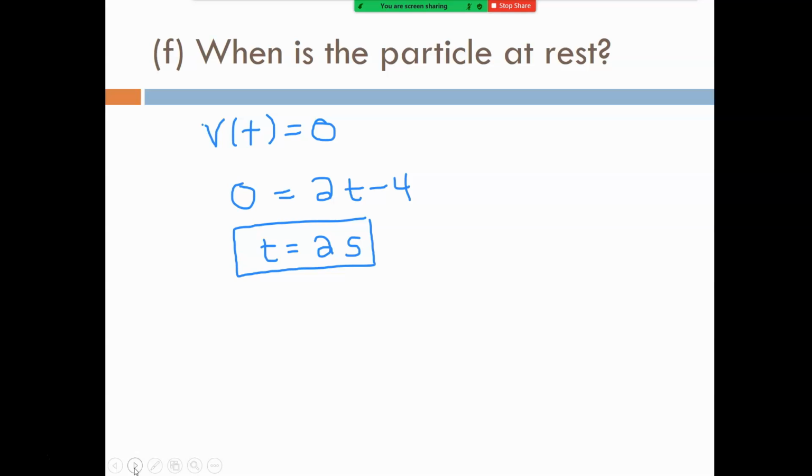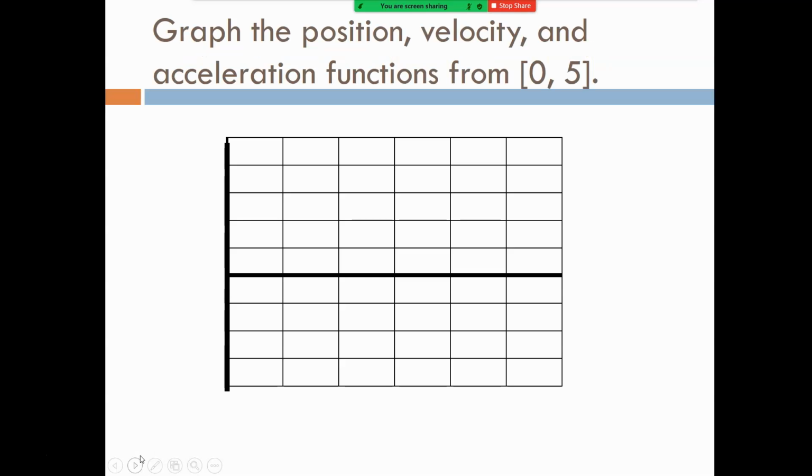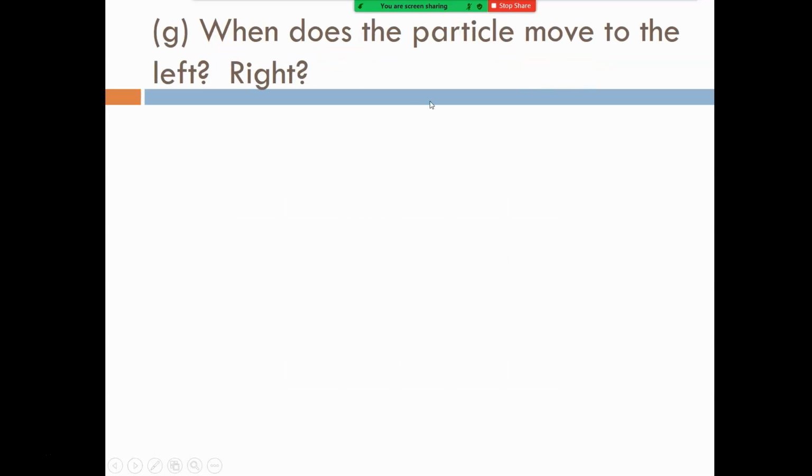Then, in the next part, it's when does the particle move to the left? When does the particle move to the right? So a particle changes direction when it's at rest. A particle can only change direction if a particle is at rest, right?